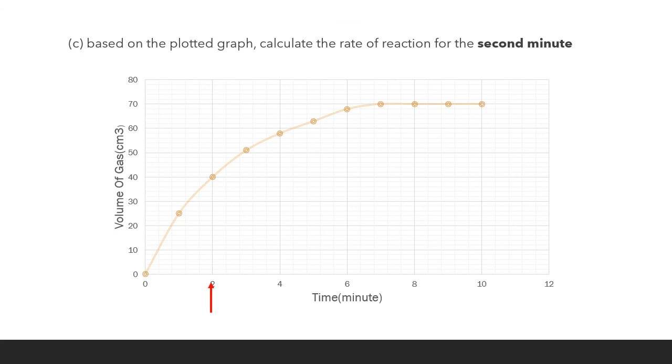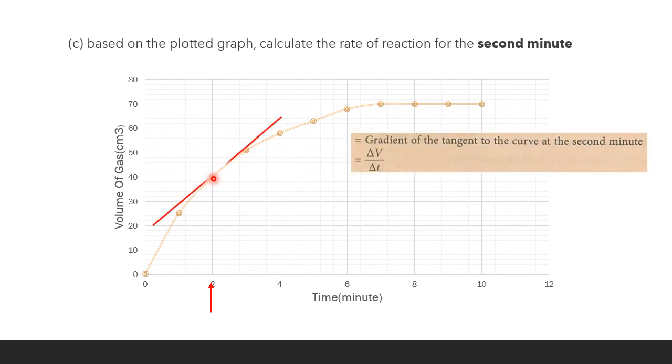Next question. Based on the plotted graph, calculate the rate of reaction for the second minute. Okay. Ini maksudnya adalah instantaneous rate of reaction because it is from the graph. Ni graph yang kita dah plot tadi. So, calculate rate of reaction for the second minute. So, second minute dekat sini saya dah tandakan. Jadi, kita akan lukis gradient di sini. Ambil pembaris, ambil pensel dan lukis gradient yang terbaik. Kemudian sambungkan dia supaya jadi segitiga. Okay, dotted line lah. Guna pensel lah semua ni. And then kat sini kita akan jadi delta V. Bawah ni adalah delta T.